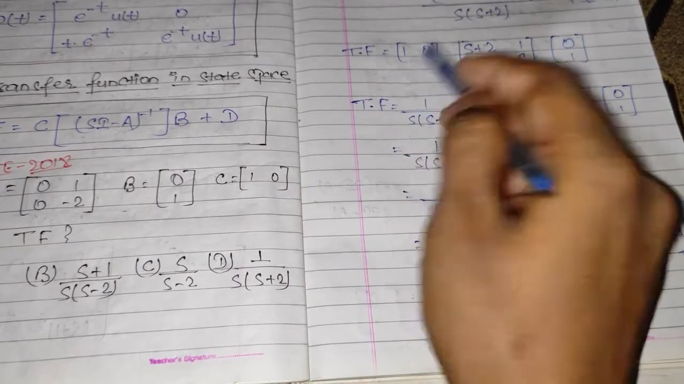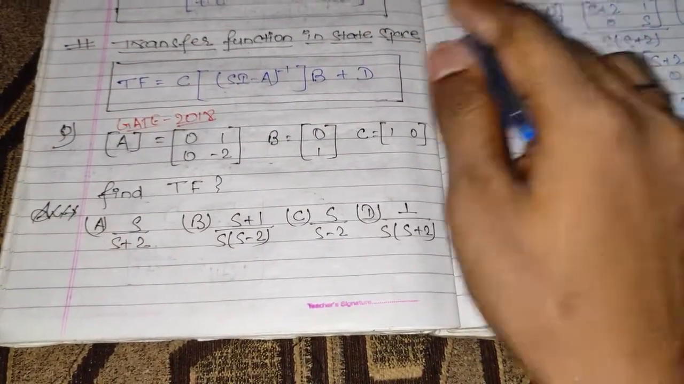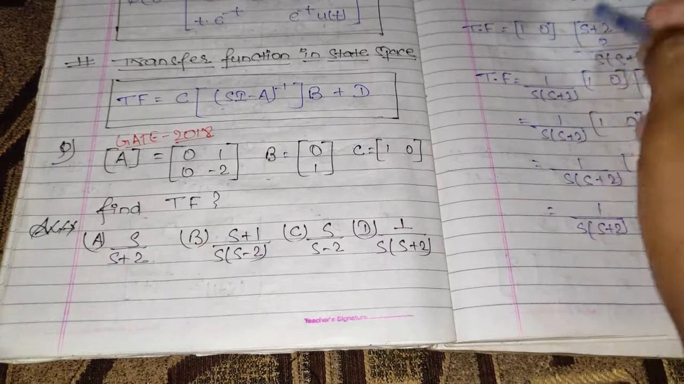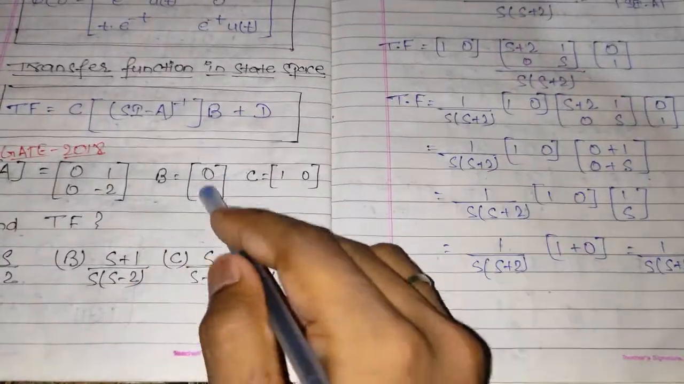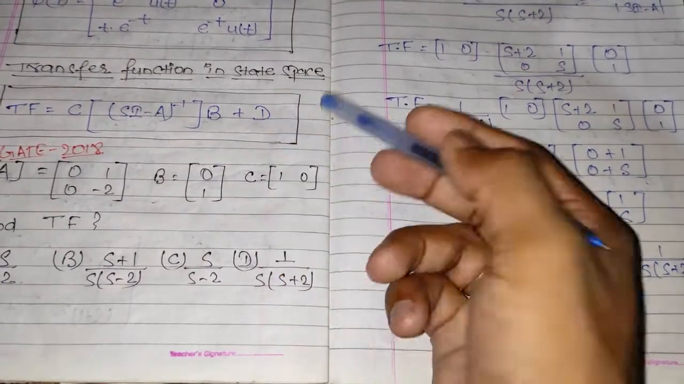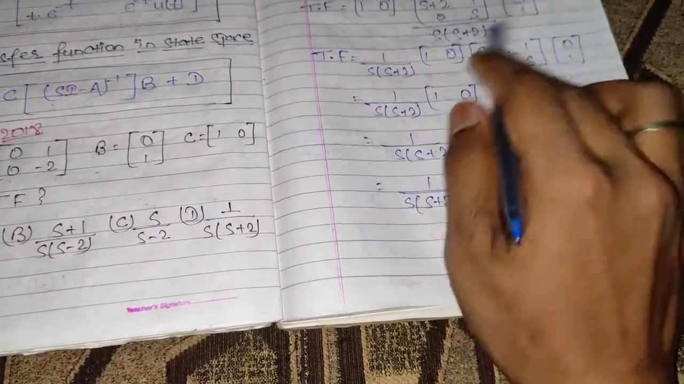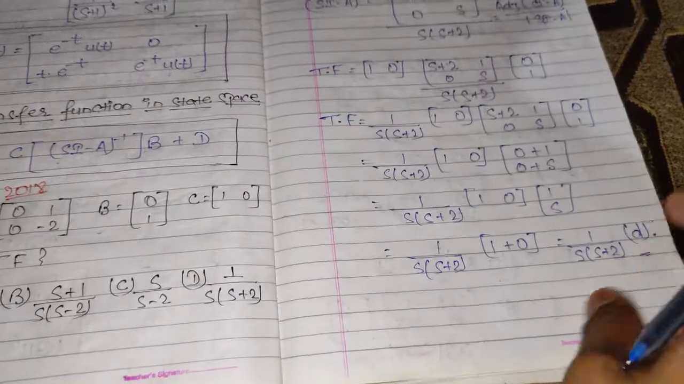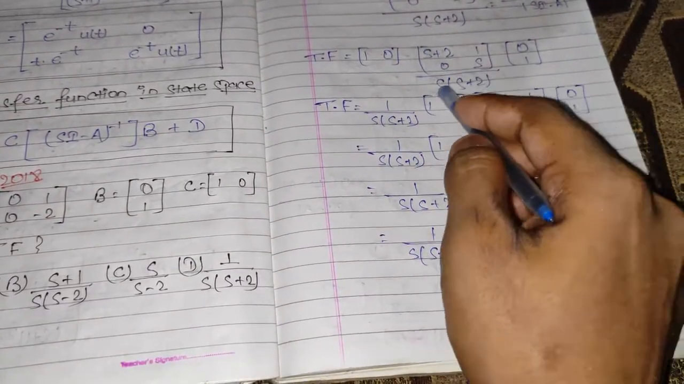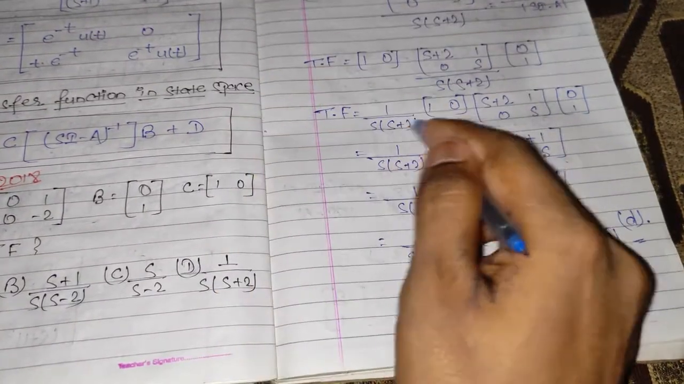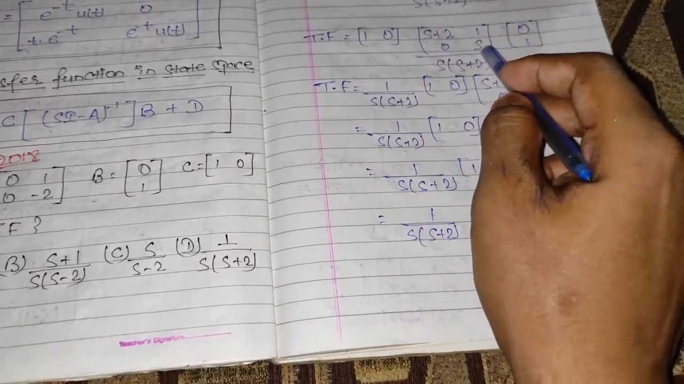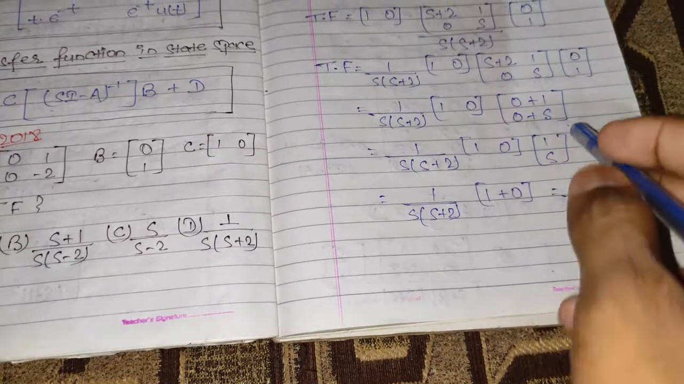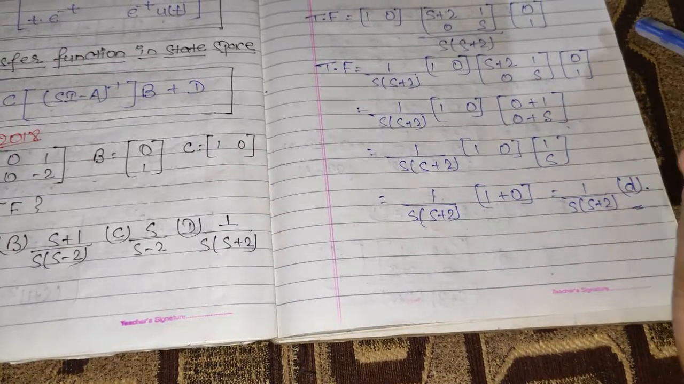Here is the C matrix, 1 0. This matrix here into B. And we have B as 0 1, D is missing, so D is equal to 0. When we put these values, 1 by S into S plus 2, we will separate it. Firstly we will multiply these two matrices. This is 2 by 2, this is 2 by 1. We get a matrix like 2 by 1.